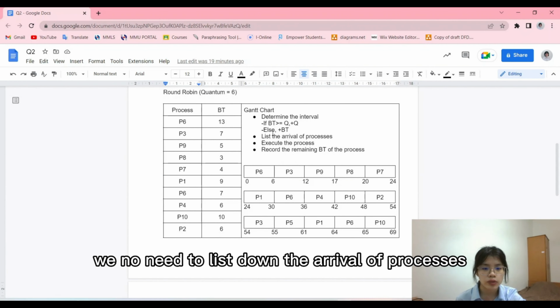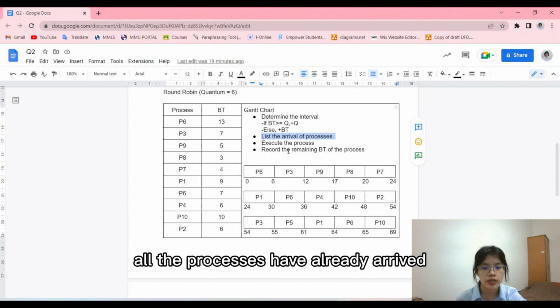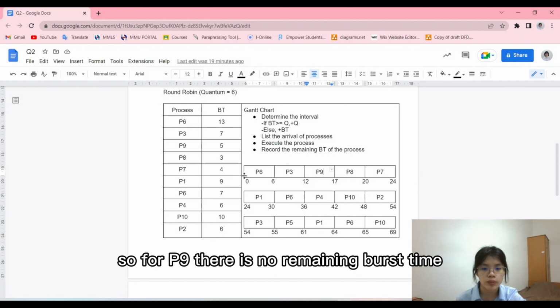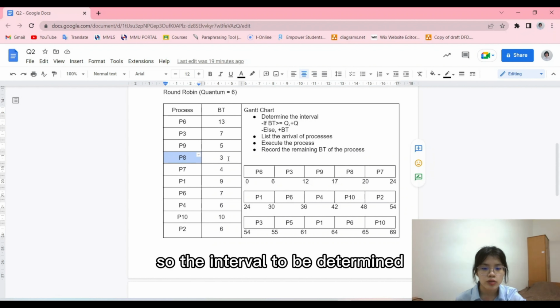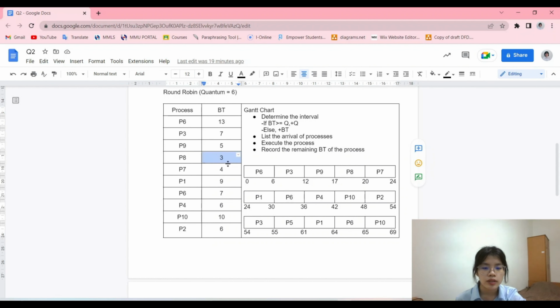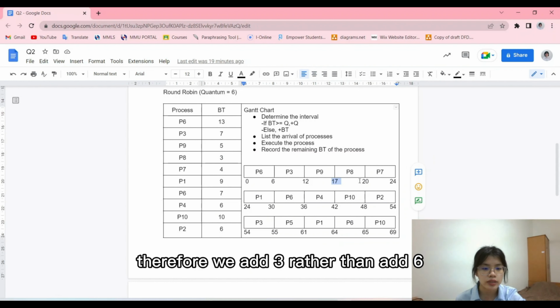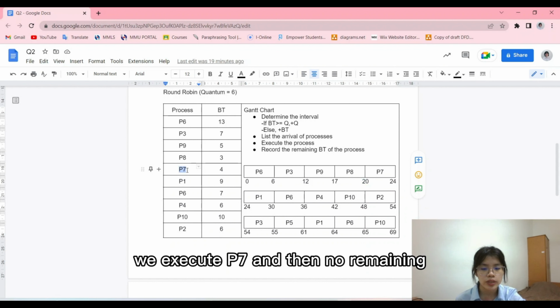For the steps later on, we don't need to list down the arriving processes as all the processes have already arrived. Next, we execute the process, which is P9. For P9, there is no remaining burst time. Then we continue to execute P8. For the interval, 3 is smaller than the quantum 6, so we add 3 rather than 6. So 17 plus 3 gets 20. We follow all the steps here. We execute P7 and then there is no remaining.